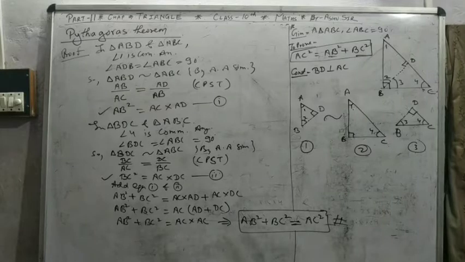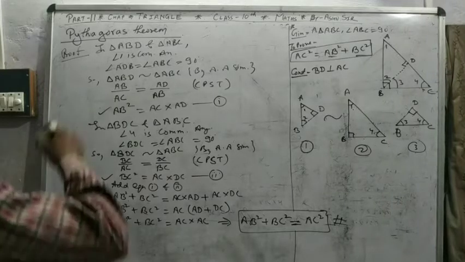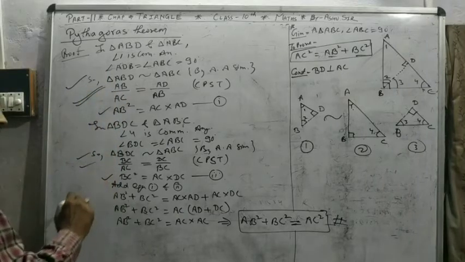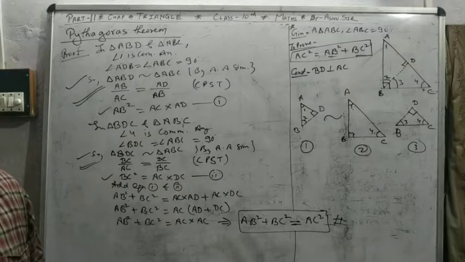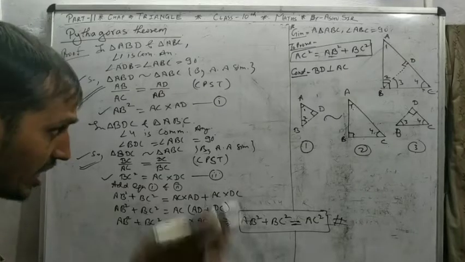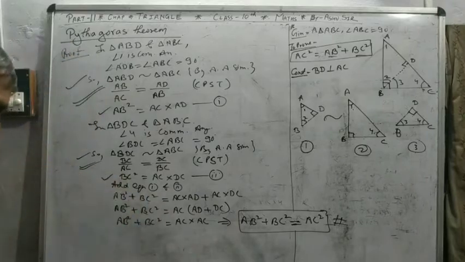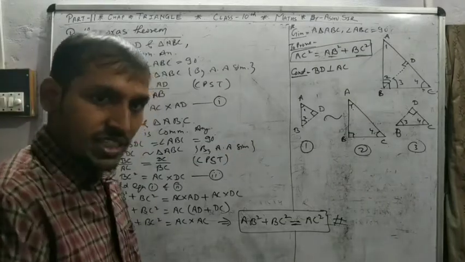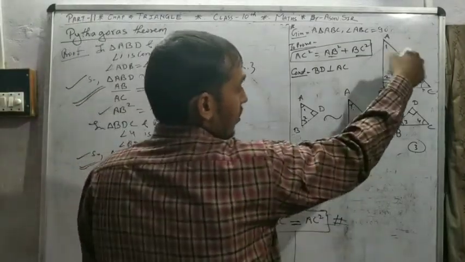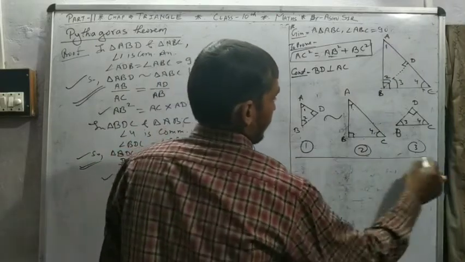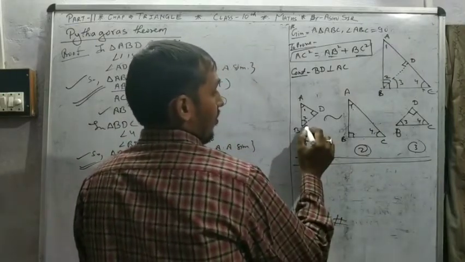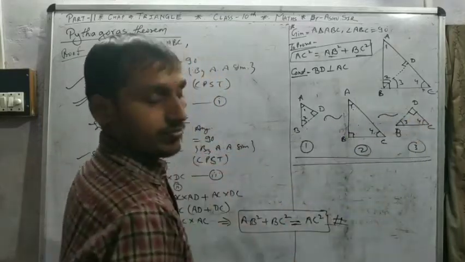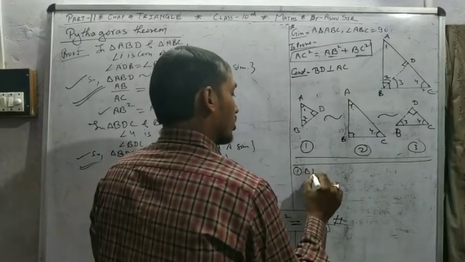If you understand how we make them similar, how we write the corresponding parts, then this theorem is very easy for you. And many types of questions belong here. Let's see. First you write this theorem. Then if I say from this part, this triangle is similar to this triangle is similar to this triangle, so all three are similar. This is also a part of the question.